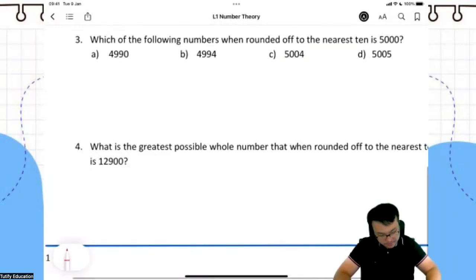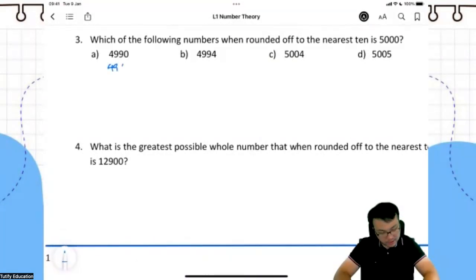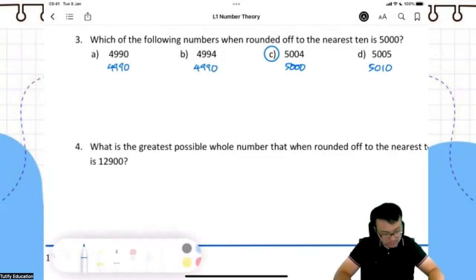For the next one, they want the nearest 10. So this one doesn't have to be rounded. It is already a 10. This is less than 5. Round down. This is less than 5. Round down. This is more than 5. Round up. So the answer is 5,000 here. C.